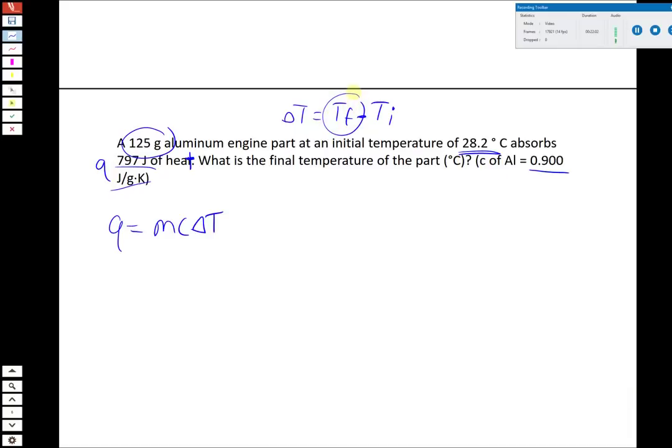This is a numerical question, by the way, so you probably had different numbers than these, but the process is the same. All right, so Q is equal to mc delta T, which is equal to mc times final minus initial temperature. And this here is going to be our unknown. We just have one unknown in this case. So 797 joules is our Q. That's going to be equal to the mass of the aluminum, which is 125 grams. The heat capacity of aluminum is 0.9.